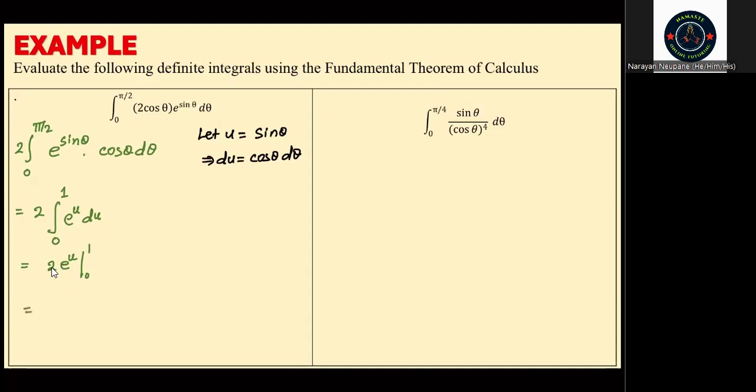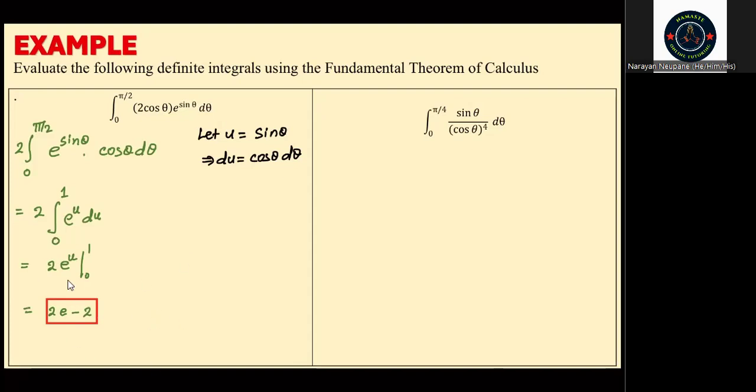So if you plug in the upper limit, it will be 2e, because u is 1, e to the 1 is e. And then minus, if you plug in 0, e to the 0 is 1 times 2 is 2. So the value of the integral will be 2e minus 2. And remember, in this one, we used u substitution to solve it.